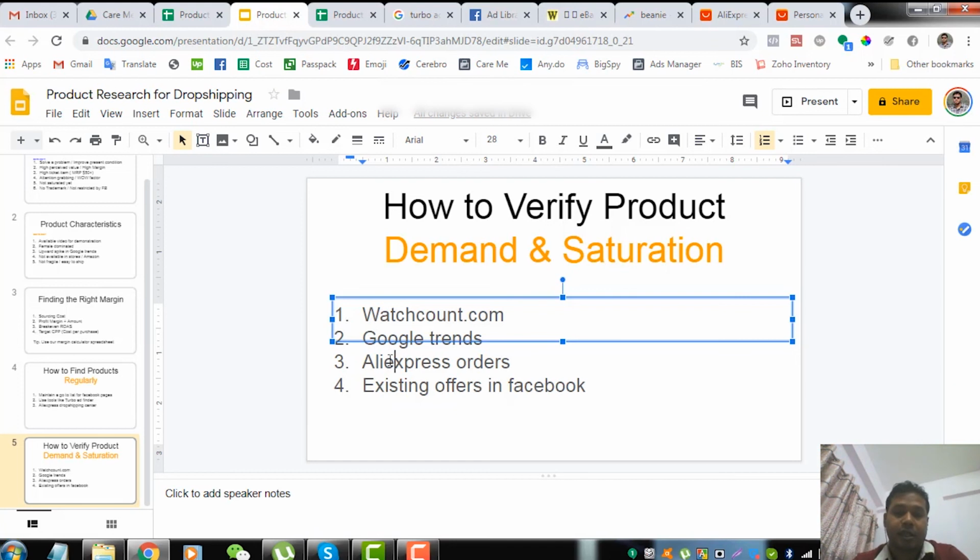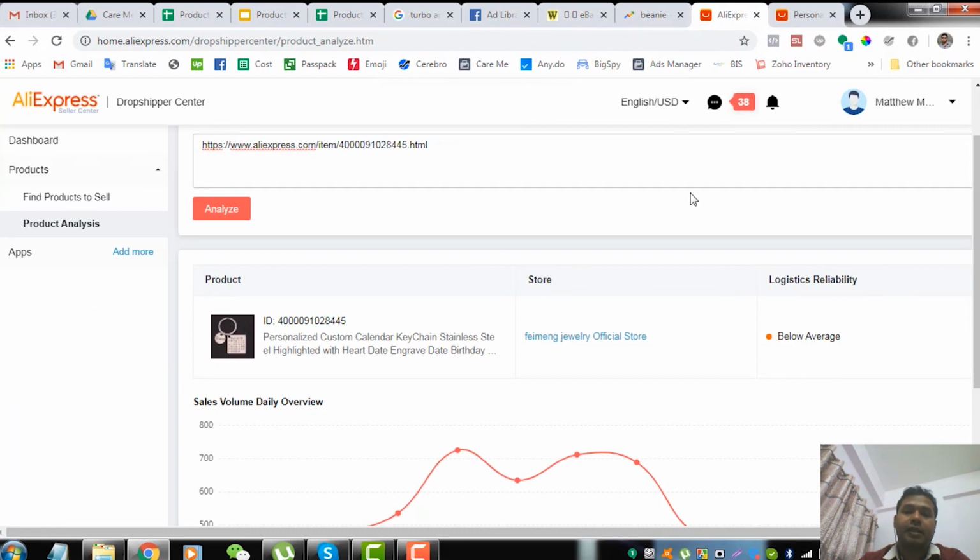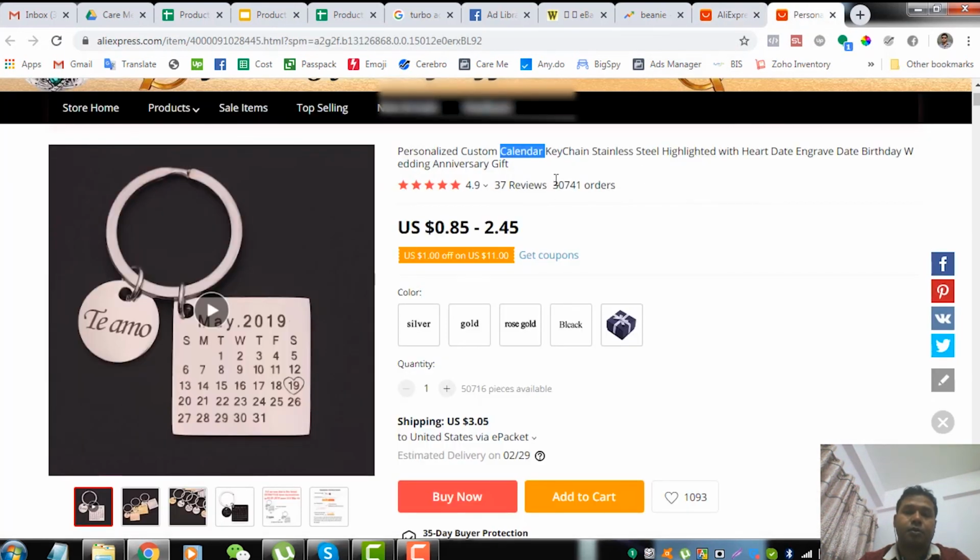Verifying the demand and the saturation. The saturation is something like, okay, if you find an AliExpress product like this one, which has 30,000 plus orders, that is definitely a saturated product, and it's definitely not in our target high ticket margin. Even though it's a high number of orders, the price and the perceived value in no way look like a $30, $50 or $60 product. Mostly it can be $8 to $10 at max. So there is very little chance that you will be able to succeed with this product. So I suggest staying away from this product.